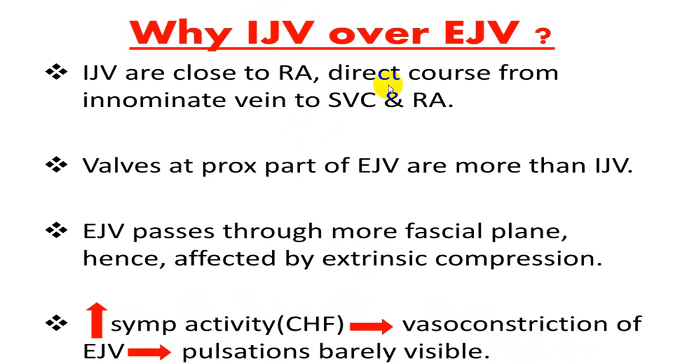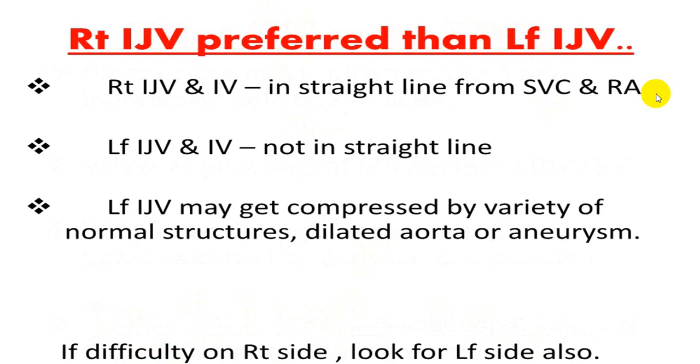And again, among the internal jugular veins, we take the right internal jugular, because the right internal jugular vein, superior vena cava and right atrium are in a straight line. The left internal jugular vein is not in a straight line. The left internal jugular vein may get compressed by a variety of normal structures, maybe a dilated aorta, maybe an aneurysm, etc. And it is difficult to look at the left side also.